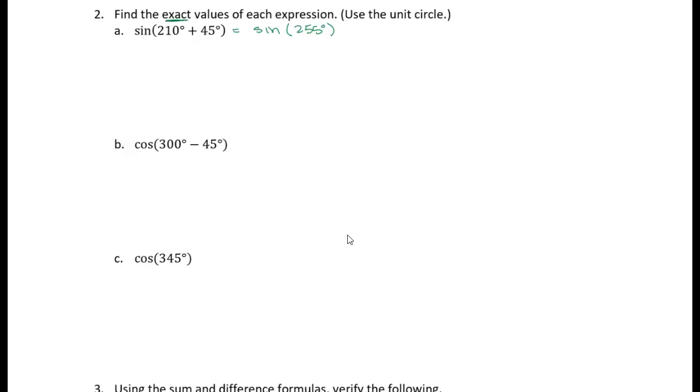Now notice it says exact. We want exact, not a decimal approximation. So we're going to use the angles that we know from the unit circle, and figure out an angle that we don't know. Okay, so here we're given how to break 255 up, right? We can break it up into 210 plus 45.